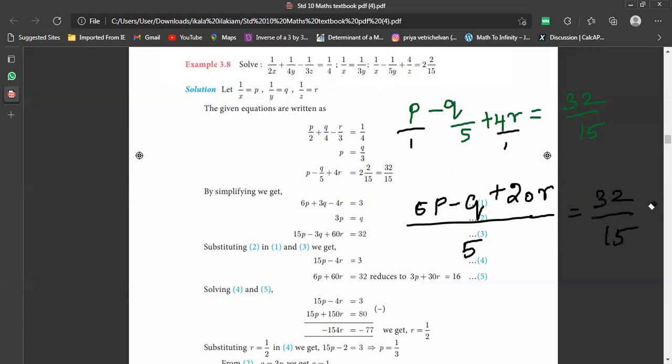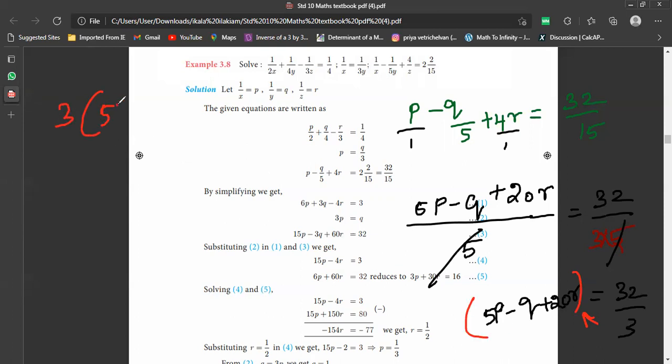So let's rewrite this 15 in terms of 5. We can write this as 3 into 5. So now you can cancel this 5 and this 5. So now you do have 32 upon 3 on your right hand side. On the left hand side, you do have 5P minus Q plus 20R. So let's simplify this. You take this to the other side and multiply. So it's going to be 3 times (5P minus Q plus 20R) equal to 32.